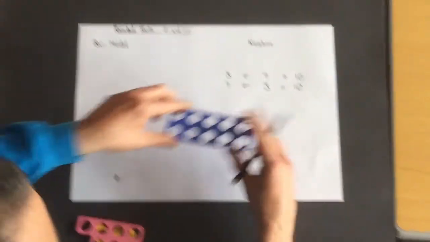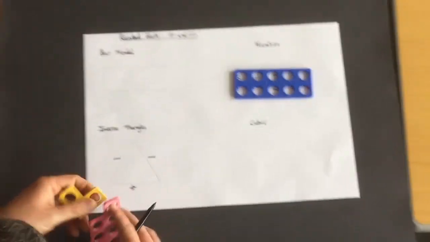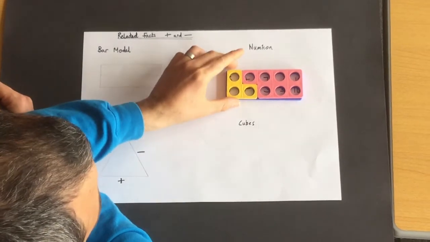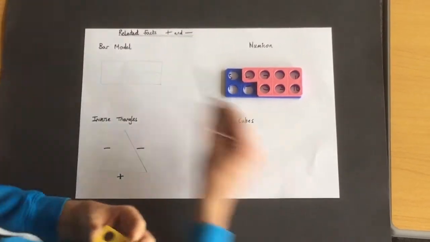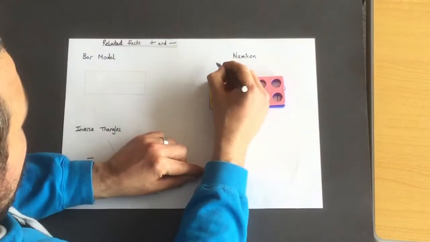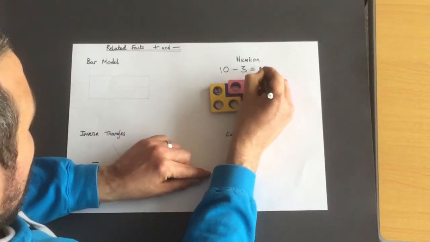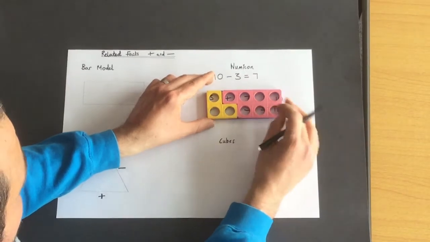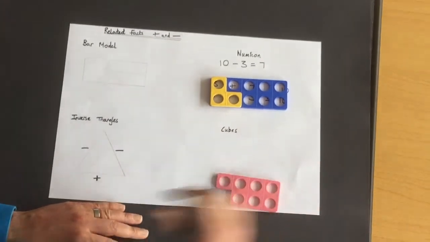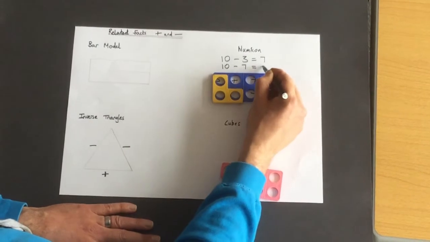So now I'm going to turn my Numicon up that way. I'm just going to cover those up. So there's my 10. I'm going to then overlay my 7 and 3. If I start with the 10 and take 3 away, you can see here I'm left with the 7 plate. So I'm just going to write that calculation. So 10 subtract 3, I'm left with 7. Okay, so now I'm going to do the opposite. I'm going to leave my 3 plate there, I'm going to take my 7 away to leave me with 10 subtract 7, and I'm left with the 3.